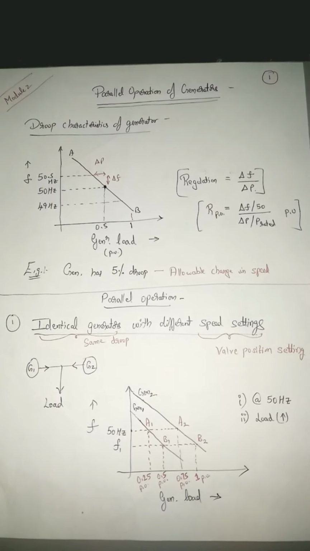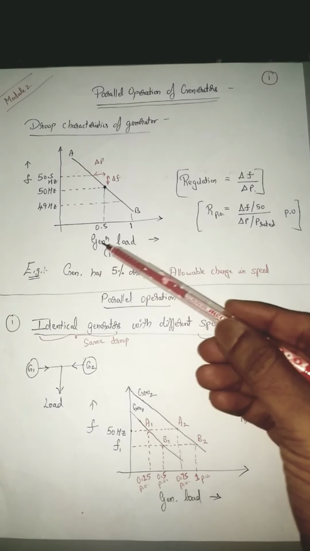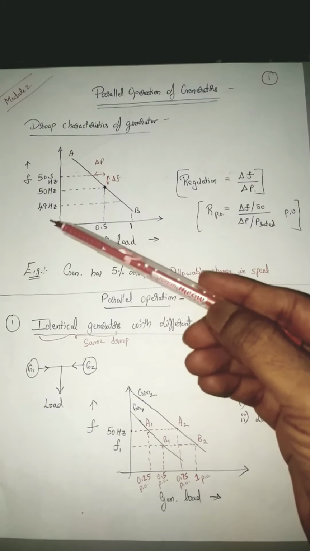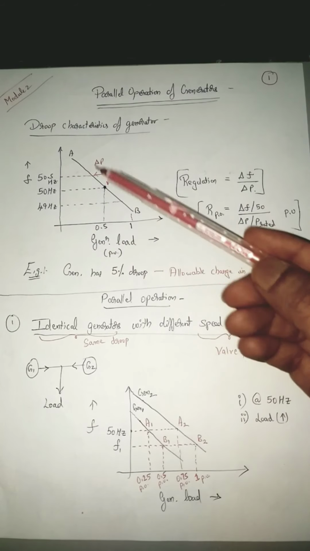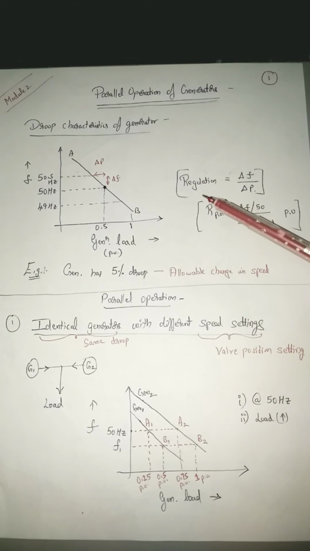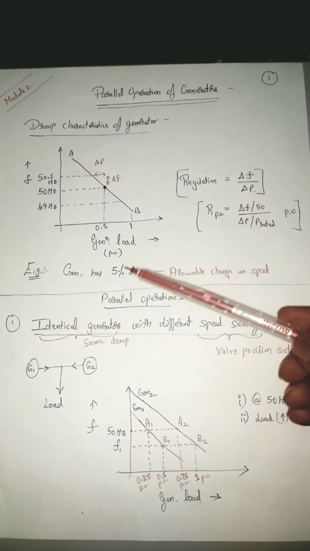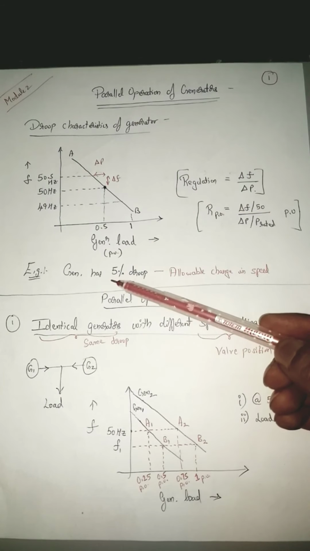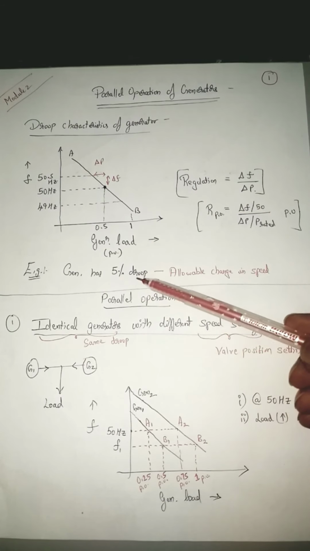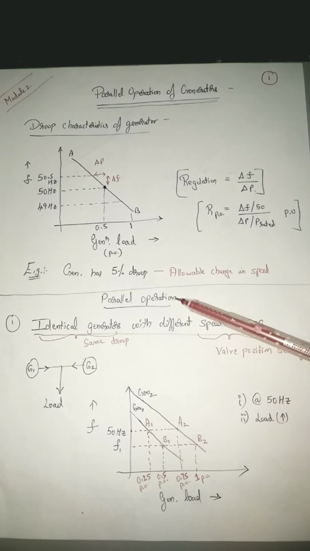So now we are clear with the droop characteristics of the generator, that is, the variation of generator load with respect to frequency. When load varies, frequency is going to drop. We have understood the definition of regulation, and we have seen what is meant by the value of droop. Now let us begin with parallel operation of generators.